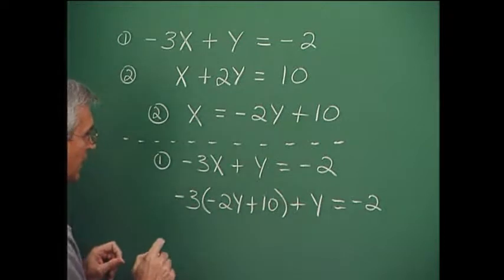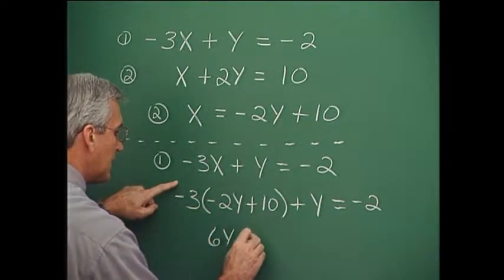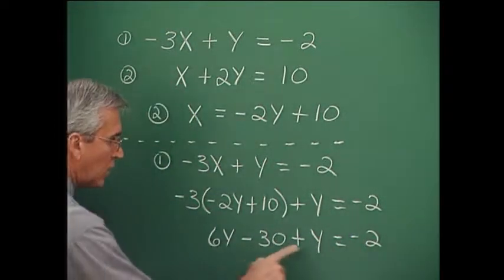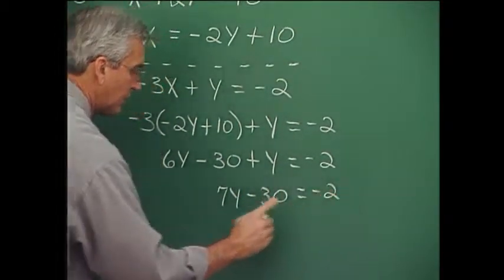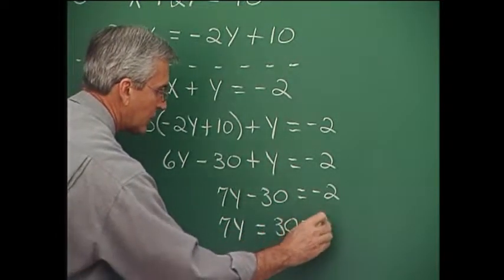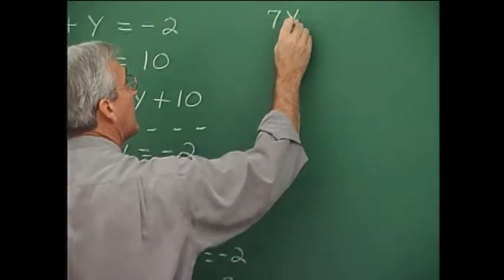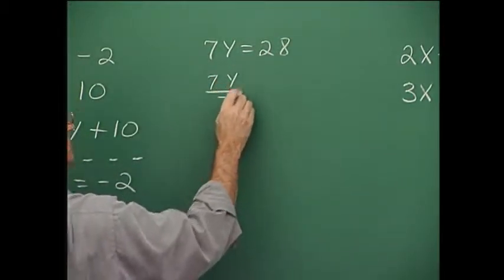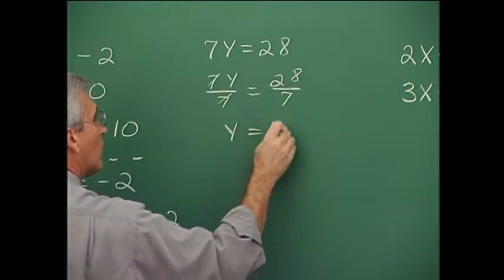Well, let's see. Let's simplify over here. Negative 3 times negative 2y, 6y. Negative 3 times 10, negative 30. And then plus y equals negative 2. 6y plus y, 7y, minus 30 equals negative 2. Add 30 on both sides. 7y is 30 minus 2, which is 28. Let's continue up here. We have 7y then is 28. Dividing on both sides by 7. We find y to be 4.